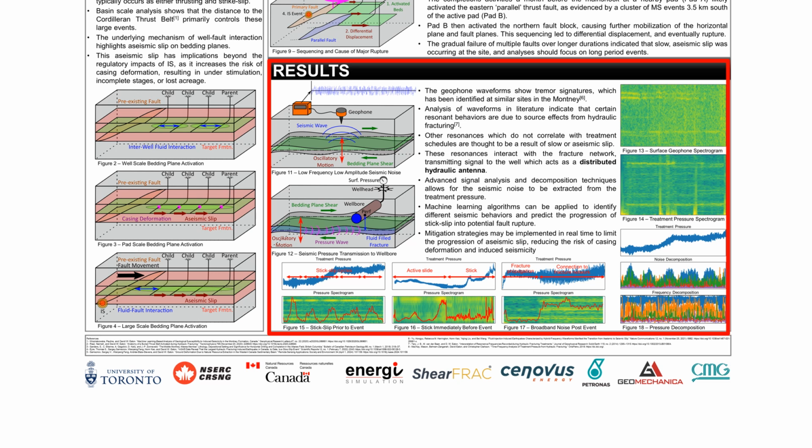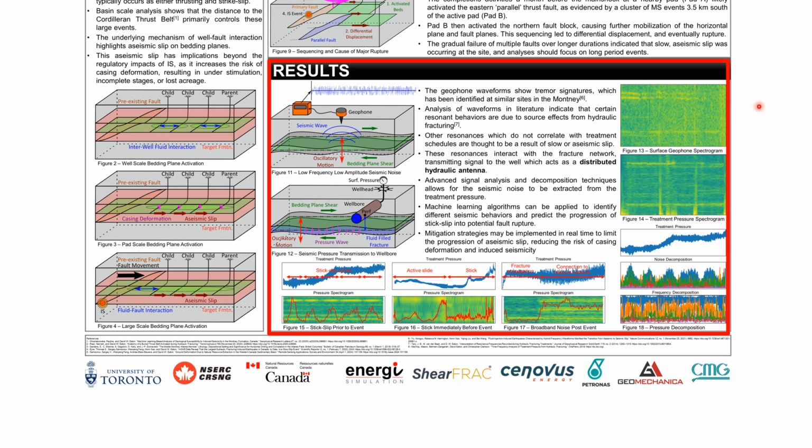Conceptually, we can think about a plane shearing within the subsurface as generating an oscillatory motion which is then picked up by a geophone. In a similar way, if we have a plane that is filled with fluid and that fluid has direct connection to the surface pressure gauge, it allows our well to act as a distributed hydraulic antenna, which is capable of capturing that oscillatory motion and that resonant behavior.